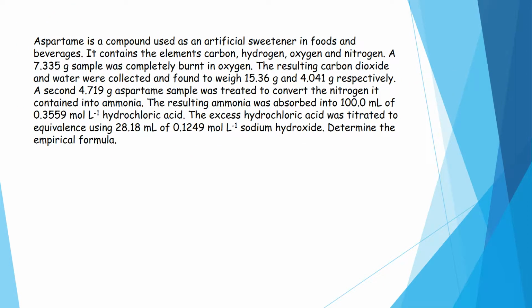Now let's just look at the section that allows us to determine the empirical formula. So it's telling us that it's got carbon, hydrogen, oxygen, and nitrogen. A 7.335 gram sample was burnt in oxygen. So this means it's undergoing a combustion reaction. And the resulting carbon dioxide was collected and found to weigh 15.36 grams and 4.04 grams of water. Now this section here is going to allow us to find the percentage of carbon present and the percentage of hydrogen.